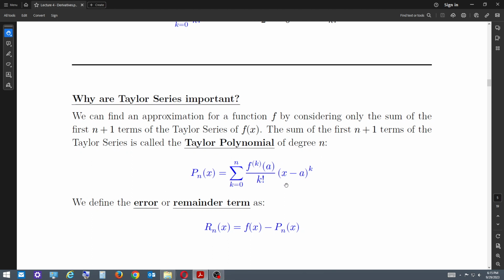Now if we use this Taylor polynomial to approximate the function, then we would have some error because this is not going to be the exact value. So the error or remainder term is just going to be the original function, the entire function, minus the Taylor polynomial. So R subscript n denotes the error term or the remainder term, and it's equal to the function itself minus the Taylor polynomial.